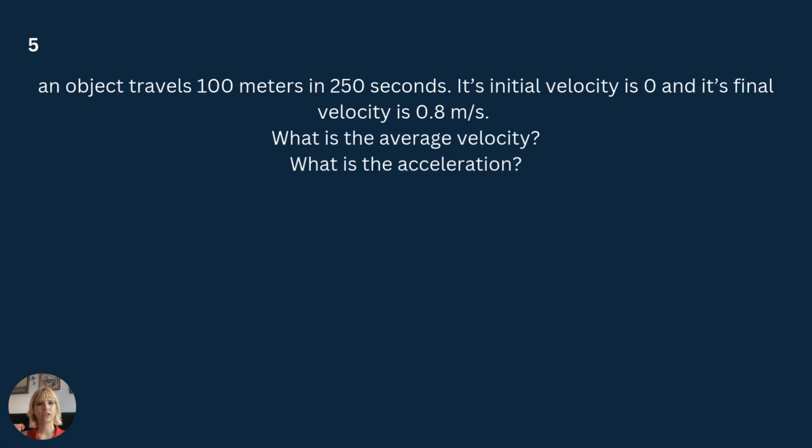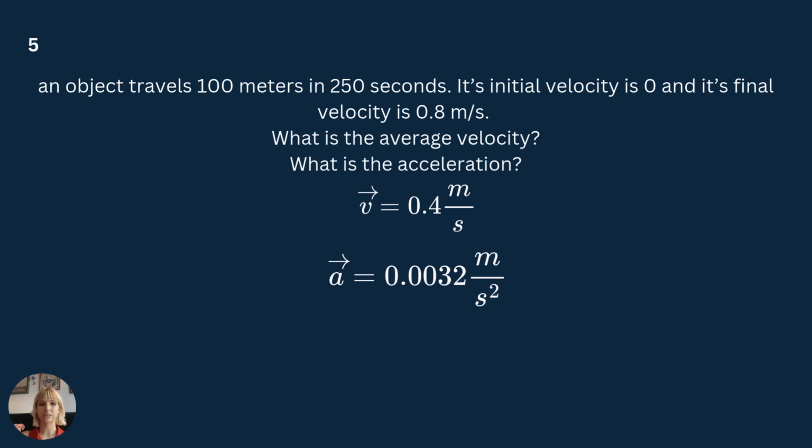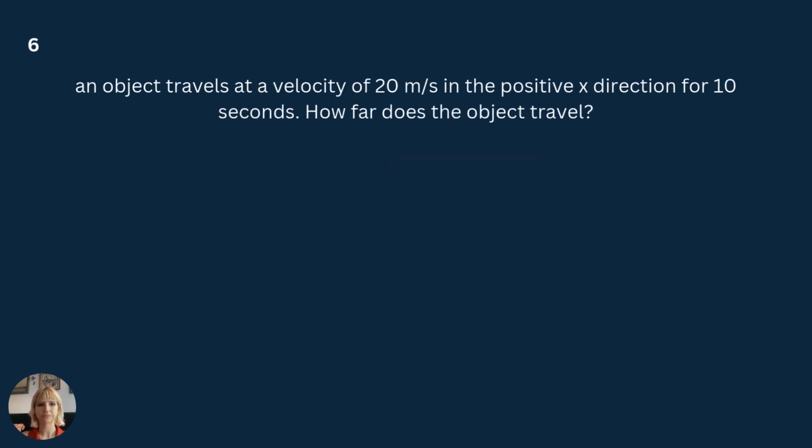An object travels 100 meters in 250 seconds. Its initial velocity is 0, and its final velocity is 0.8 meters per second. What is the average velocity, and what is the acceleration? Average velocity is going to be the same at 0.4 meters per second, except the acceleration is now 0.0032 meters per second squared. You could also write this as 3.2 times 10 to the negative third, up to you.